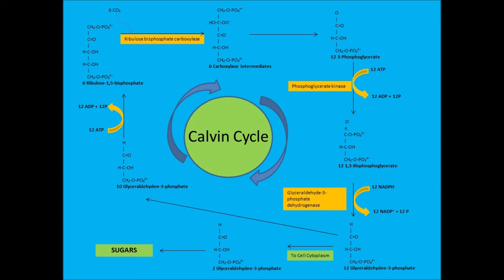produce glucose molecules. So 2 of those glyceraldehyde 3-phosphate molecules go to the cell cytoplasm, where they are used to make sugars, including glucose, which is the simplest and is a 6-carbon sugar. The other 10 glyceraldehyde 3-phosphate molecules are used to resynthesize ribulose 1,5-bisphosphate, called regeneration, and that requires 12 ATP molecules.